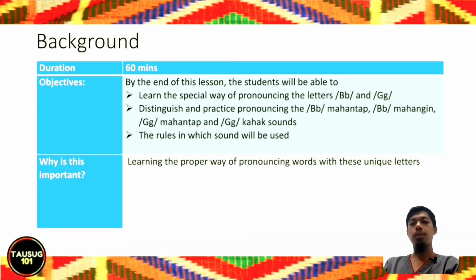So just a brief background, our objectives for this lesson. First, by the end of this lesson, the students will be able to learn the special way of pronouncing the letters Bā and Gā, distinguish and practice pronouncing the Bā Mahantap, Bā Mahangin, Gā Mahantap and Gā Kahak sounds, and review the rules in which these sounds will be used.